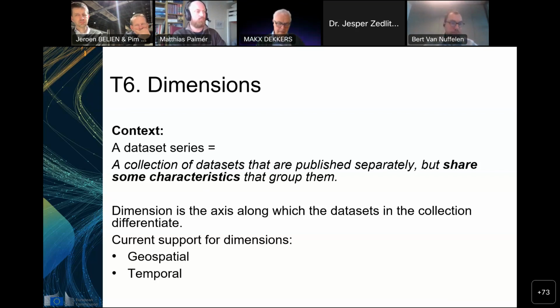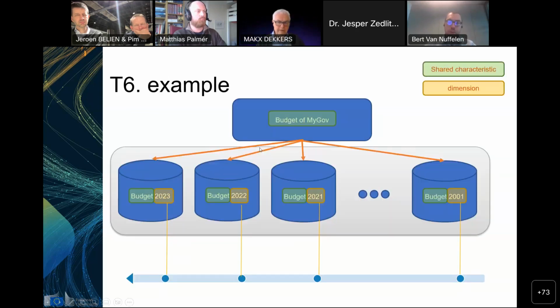Okay. I think we passed this slide. So what is the example? Of course, the budget. We have the shared characteristic, that is what is in green. The budget is the shared element, and the dimension is the year that you see, and it evolves the series by adding new datasets into the collection.